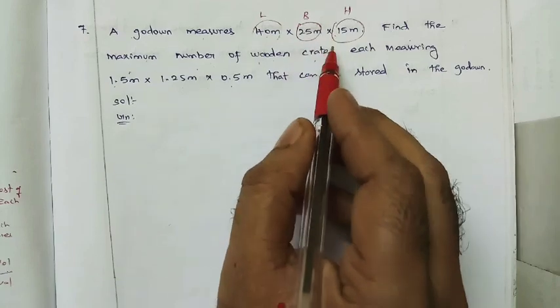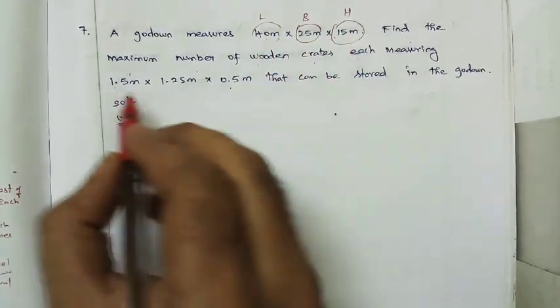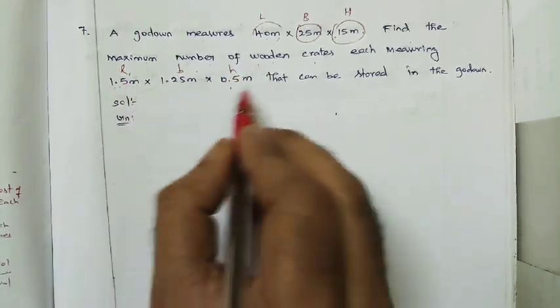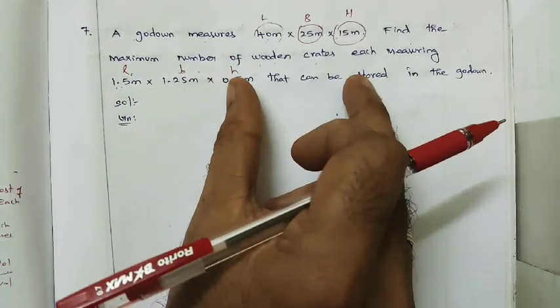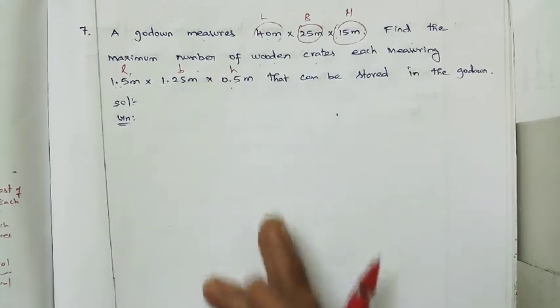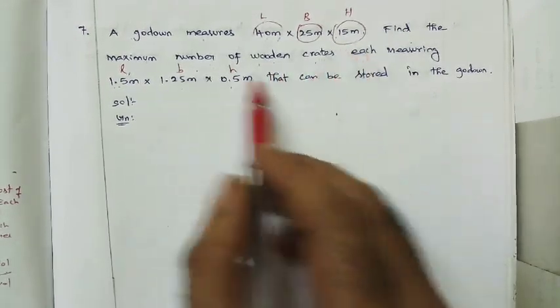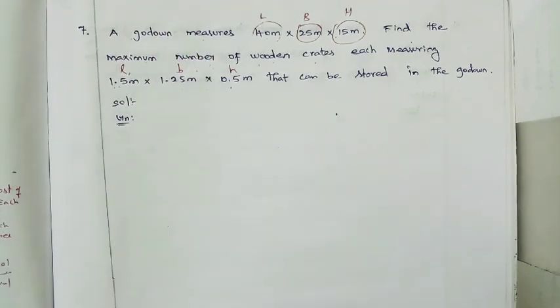Length, breadth, height, right? Volume of big cuboid, and this is nothing but small l, length, small b and small h, because volume of small cuboid, right? And just divide these two, we'll get the number of wooden crates can store in the godown, right? Number of wooden crates. Sum number 7 as a homework, and sum number 8 also homework.